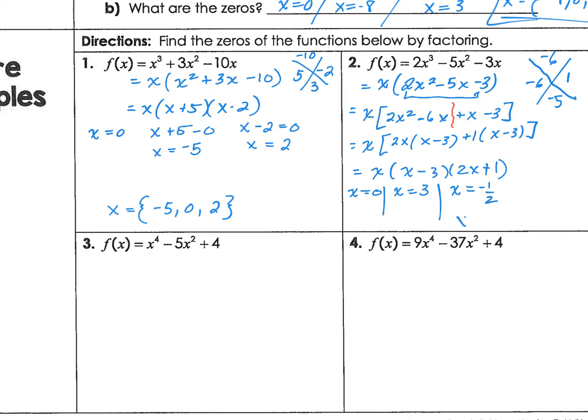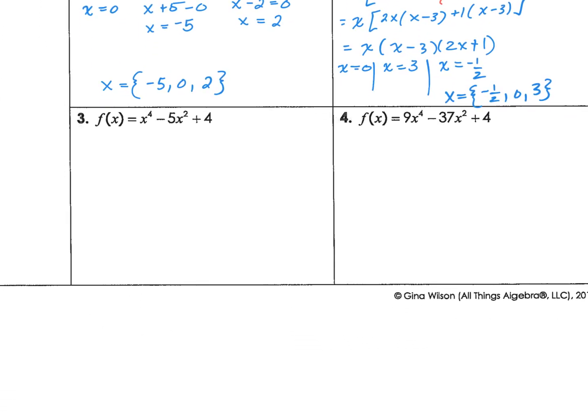And then we rewrite it as an ordered set of solutions. So what are my solutions? 0 and 3. All right. Any questions so far? You good? All right. So now look at 3 and 4.